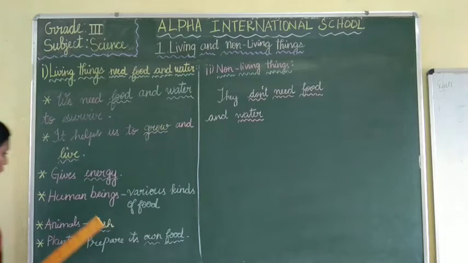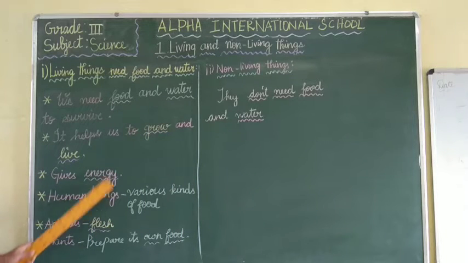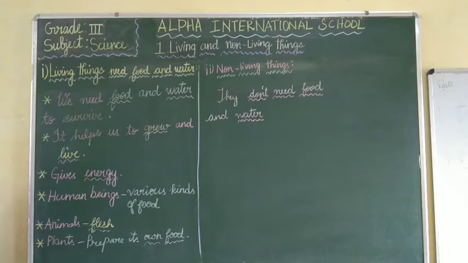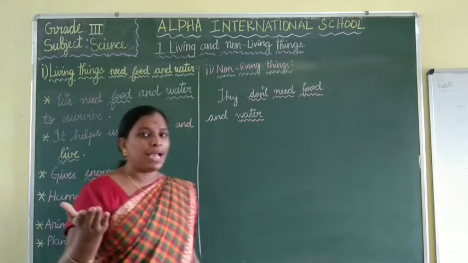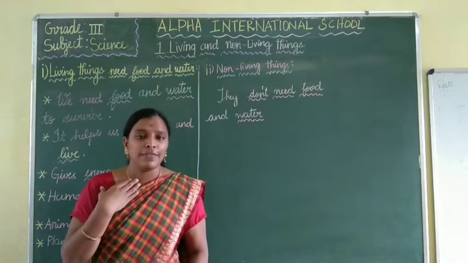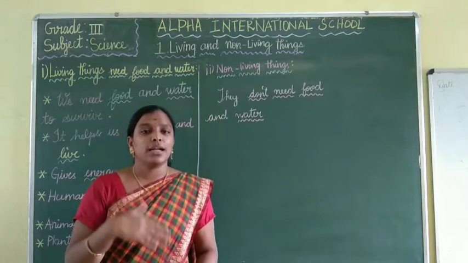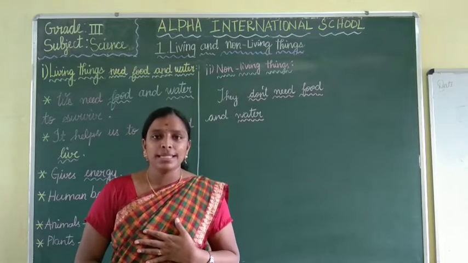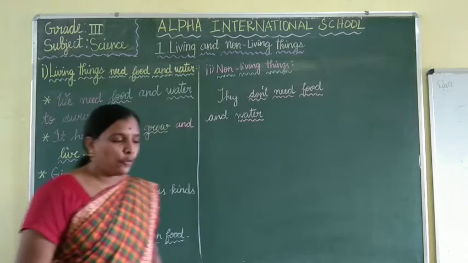Then how do human beings get their own food? They eat different kinds, which means various kinds of food. You like different types of food, no? You will have your favorite food, and I will have a separate favorite food. So there are different kinds of food we eat. We human beings eat different kinds of food.